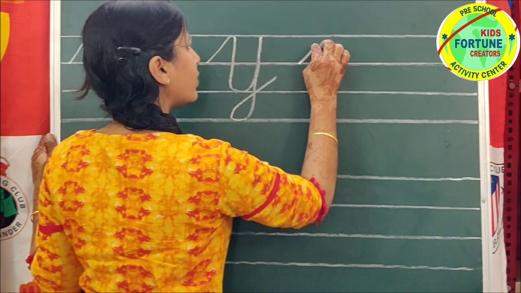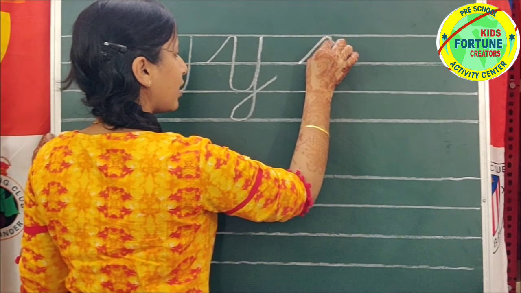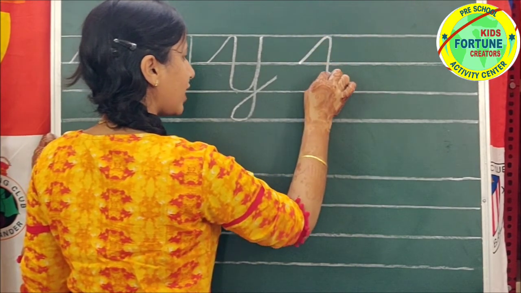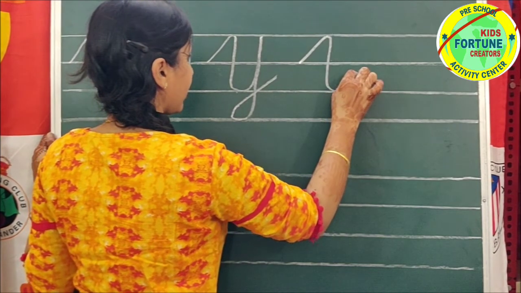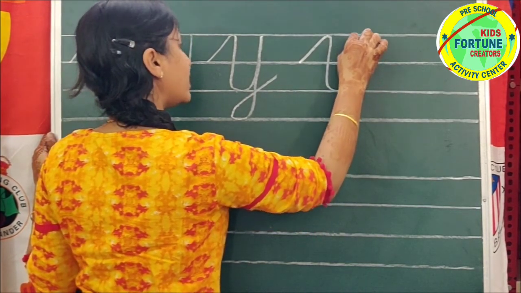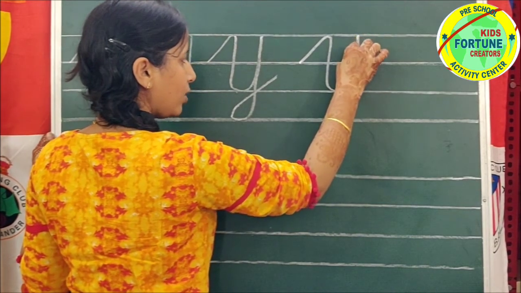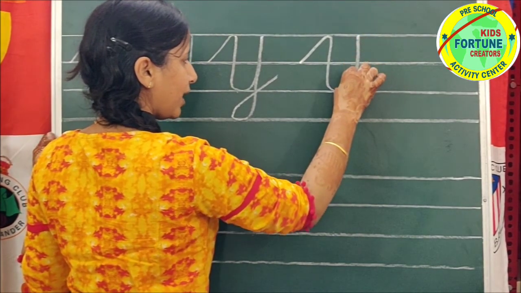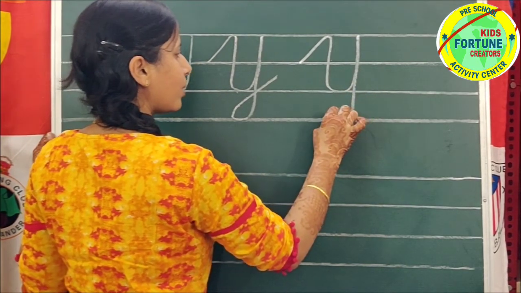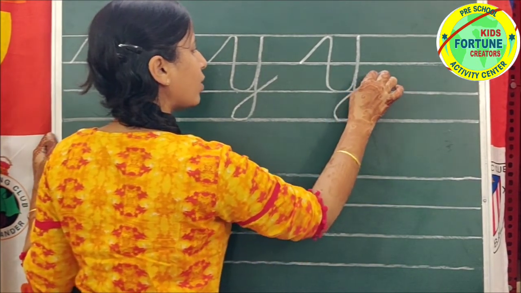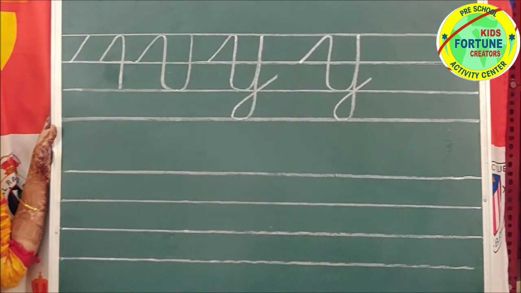Go up with slant line, make a small curve, come down with a straight line, make a curve, go up with a standing line till top line. Now come down on same line till last line, make a loop and come out with a tail. This is Y. The sound of Y is Y.